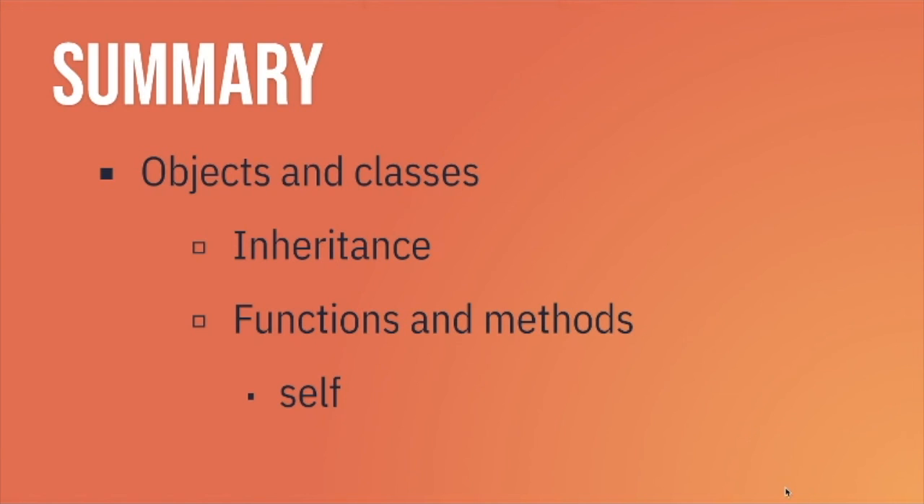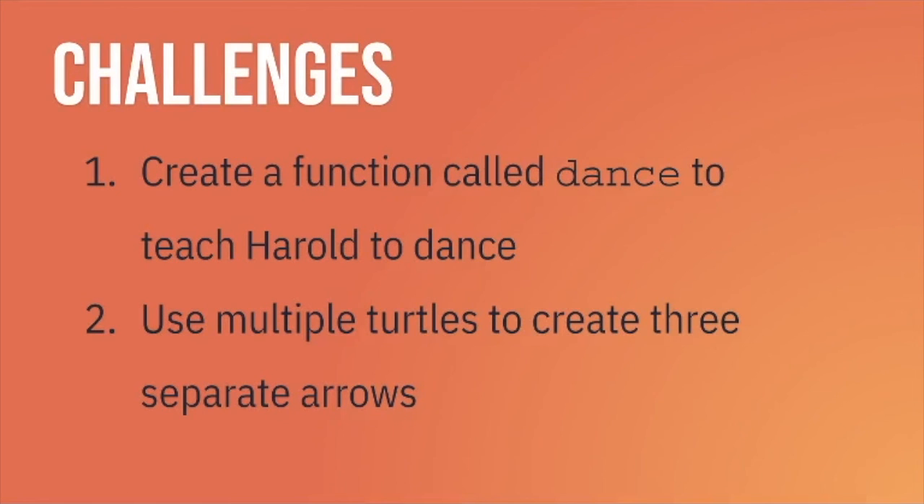Finally, as a summary of what we've learned, today the main focus was objects and classes. We learned about inheritance and parent and child classes and how that can be used. We also learned about the difference between functions and methods and how to use those. And within those, we learned that we need to use self and how to call functions within other functions and things like that. As a couple of extra challenges, try creating a function called dance to teach Harold to dance.